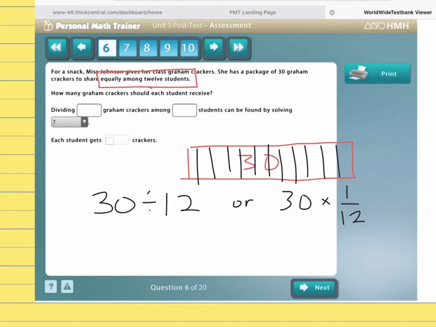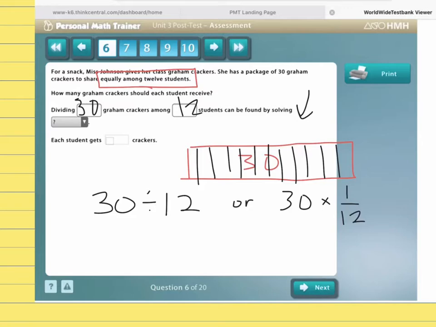For a snack, Miss Johnson gives her class graham crackers. She has a package of 30 graham crackers. So what I've done is I've drawn the package right there for you, and she shares it equally among 12 people. So I've divided it by 12. So you have 30 divided by 12. That's my model. Well, 30 divided by 12 is the same as 30 times 1/12. So dividing 30 graham crackers among 12 students can be found by solving.